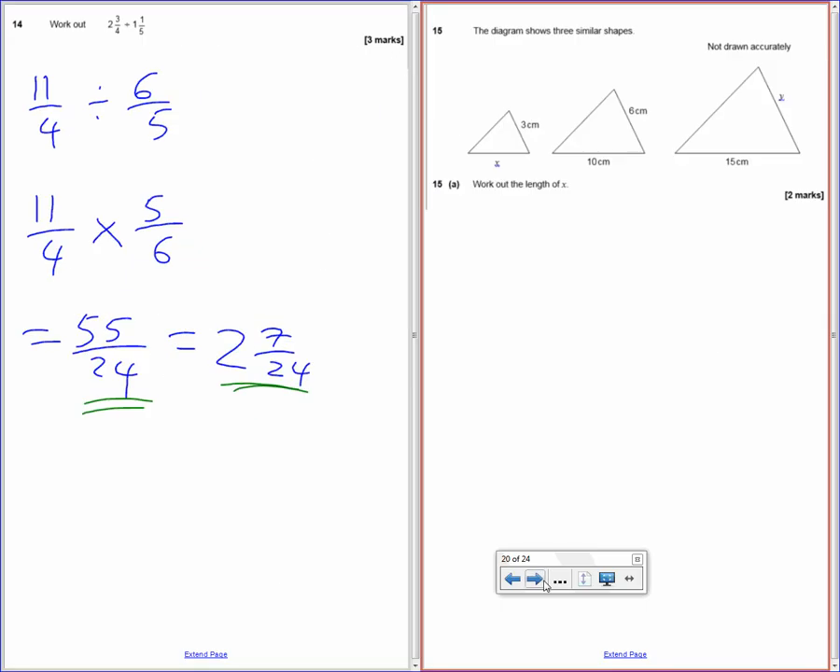Question 15, similar triangles, so doing a ratio. You can see straight away that from this triangle and this triangle, the scale factor must be 2. Times by 2 to go that way, divided by 2 to go the other way. So therefore x is 10 divided by 2, which is 5 centimetres.